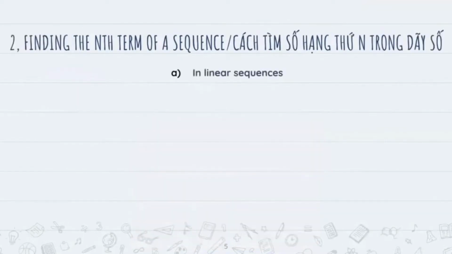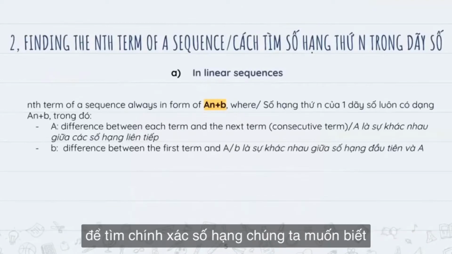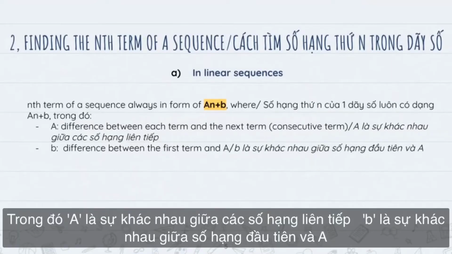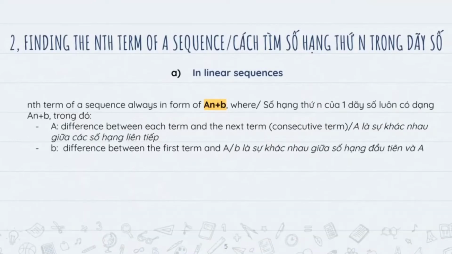Next one. You can't always see all the terms of a sequence, so that's why you need to use the nth term formula to find the exact term that you want. It is always in the form of an plus b, where a is the difference between each term and the next term, or we call it consecutive terms, and b is the difference between the first term and a, which is the difference between consecutive terms that we just talked about.